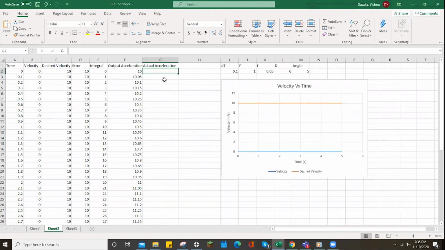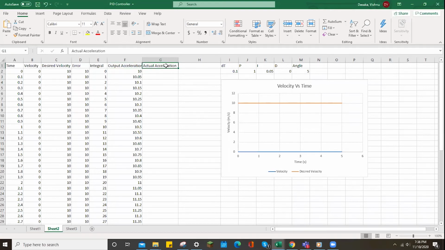Now this is also a PI controller, where you have a scenario where you're stopped at the bottom of a hill, the light just turned green, and you're trying to get to 10 meters per second. You have the desired velocity, error, integral, output acceleration. You have the PID, and you're trying to find the actual acceleration, which occurs due to the constant error.